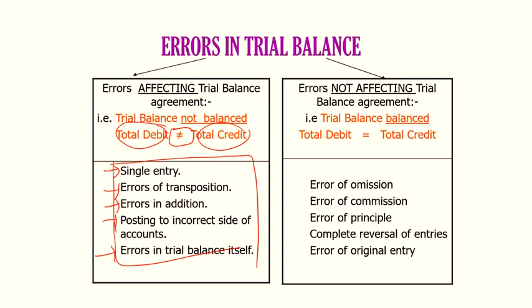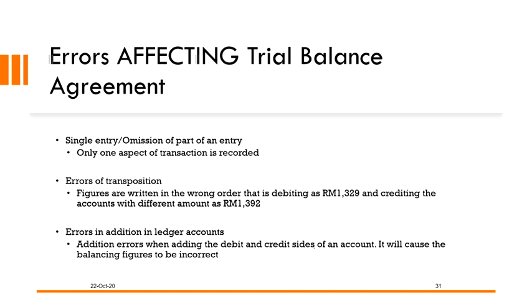You must know, okay? So second error, errors not affecting the trial balance. Maksudnya trial balance you sama, total debit is equal to the total credit. Nevertheless, your trial balance is in error. Why can this happen? Due to all these errors. Okay, so now kita akan tengok one by one. Errors affecting trial balance agreement. Affecting, which means that total debit is not equal to total credit.